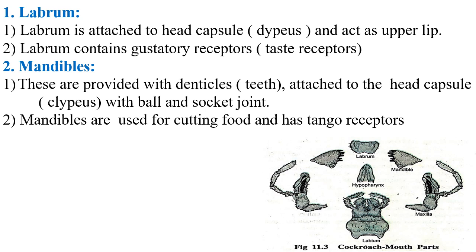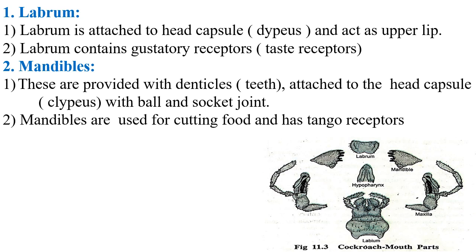The second component is the mandibles. Now these mandibles are provided with denticles, which are teeth-like structures, and they are attached to the head capsule, that is the clypeus, with a ball and socket joint so that they can move freely whenever required. Mandibles are used for cutting the food and they also have tango receptors.